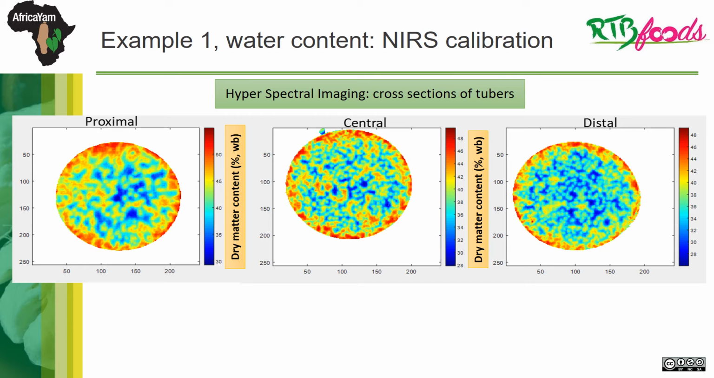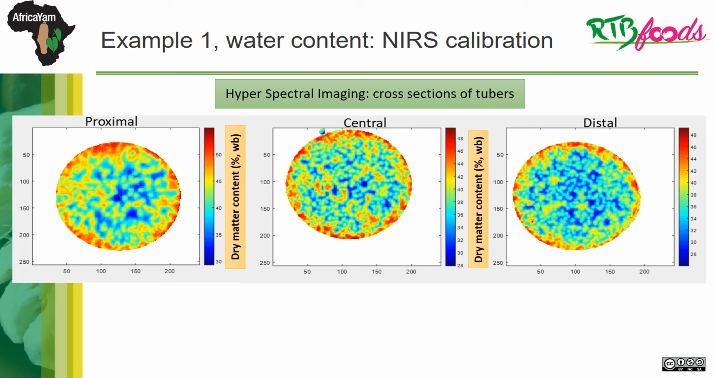The blue value has the lower content, as the red value has the higher values. And you can see, for example, for the proximal cross-section, that the dry matter content ranges from 30% in the center of the tuber up to more than 50% at the external part of the tubers.